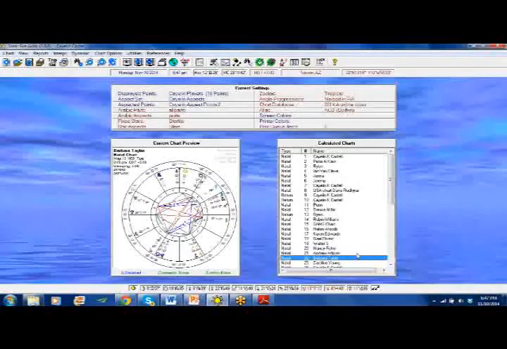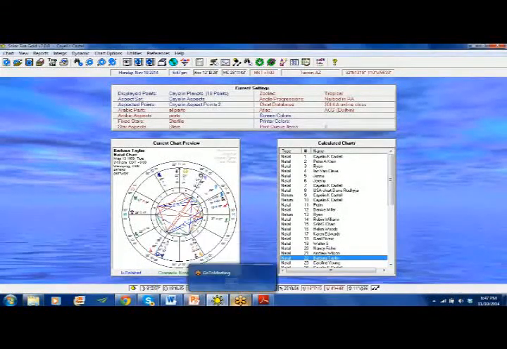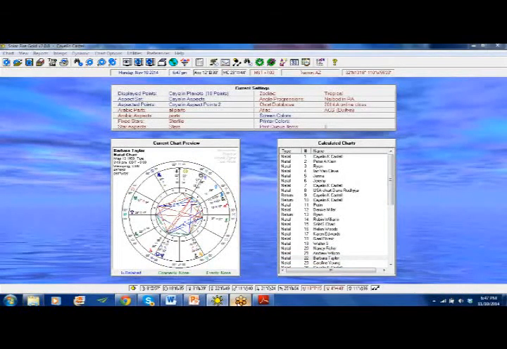So anybody else want to look at their chart or have any other questions about what we're covering? Anything about the symbols? Anything that wasn't clear?